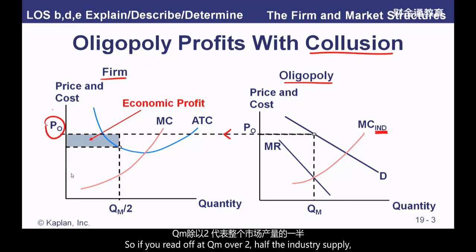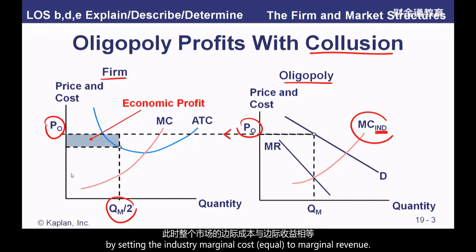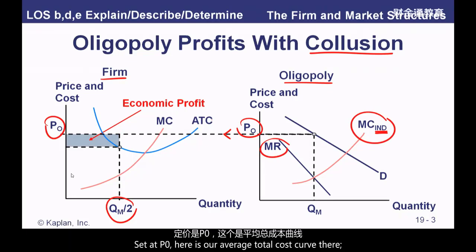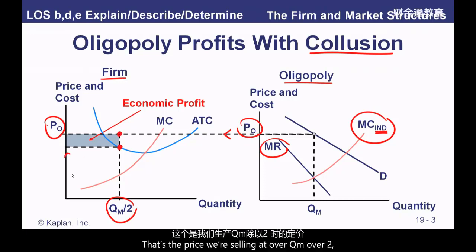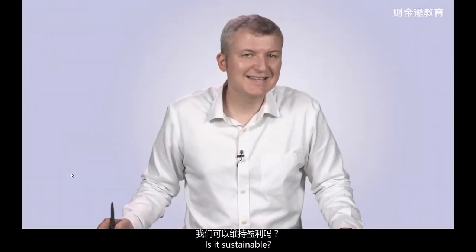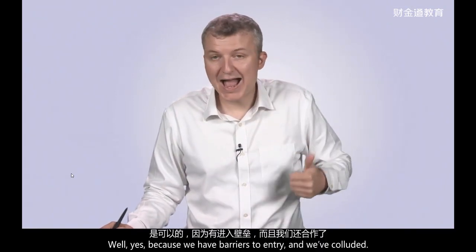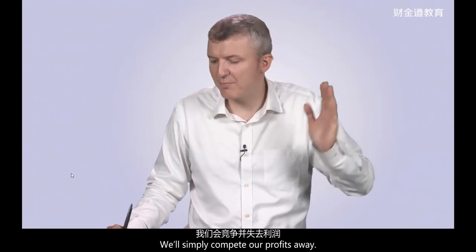So we read off and say at QM over 2, half the industry supply. We've taken P0. Remember, we got there by setting the industry marginal cost to marginal revenue. Set at P0. Here is our average total cost curve there. That's the price we're selling at. Over QM over 2, that's our economic profit. Is it sustainable? Well, yes, because we have barriers to entry and we've colluded. It's important to collude. If this collusion is not successful, we will simply compete our profits away.